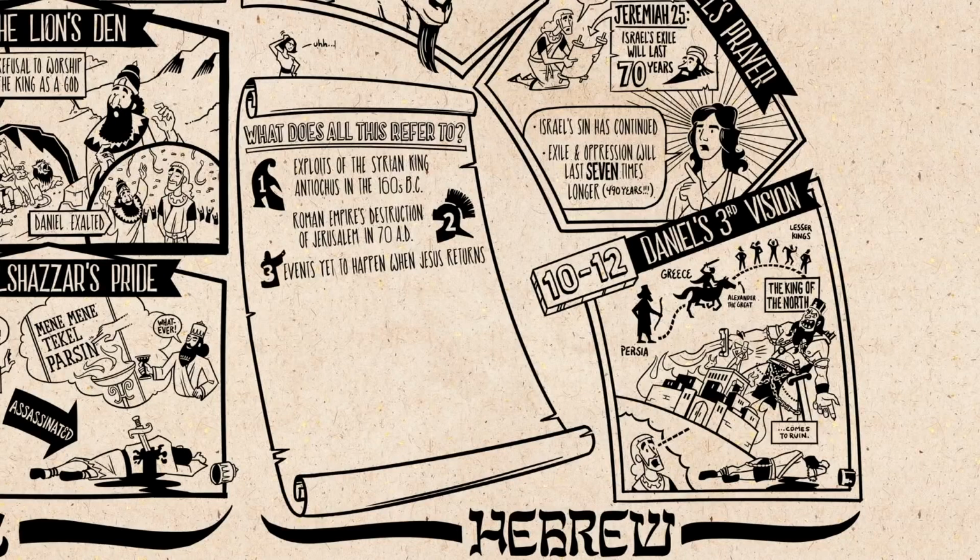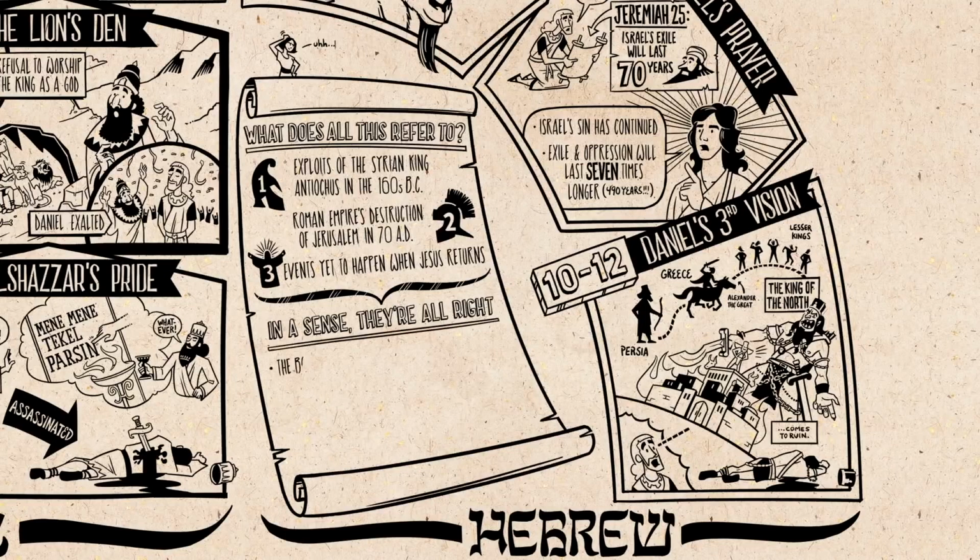Now the problem is that the symbols and the numbers don't quite match any of these views perfectly. But it opens up the possibility that in a sense, they are all right. The book of Daniel has been designed to offer hope to all future generations of God's people. It did so in the days of Antiochus's empire, and it has ever since.